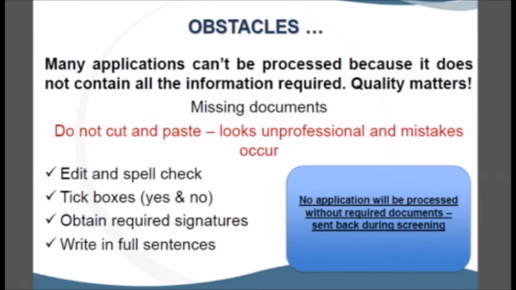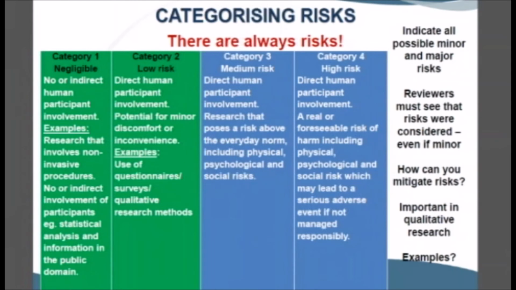If you make use of Form 1, you will see that there is a section that refers to risks. Now, if you look at the first column, it's category 1, negligible risks, where there's no interaction with human participants. That is when you, for example, conduct a conceptual study, or make use of already published articles that are in the public domain.